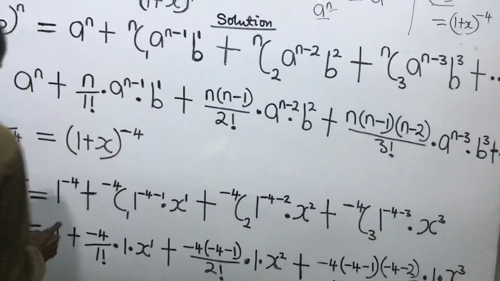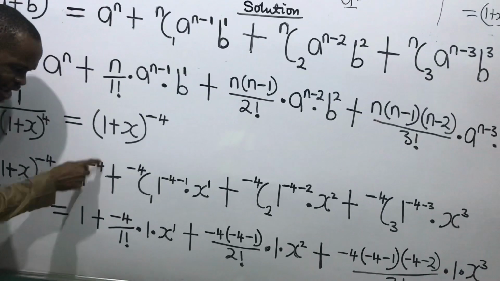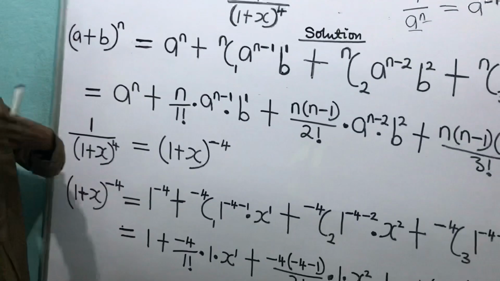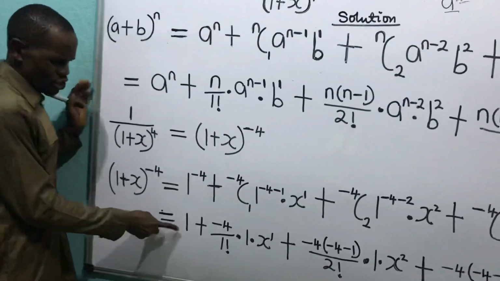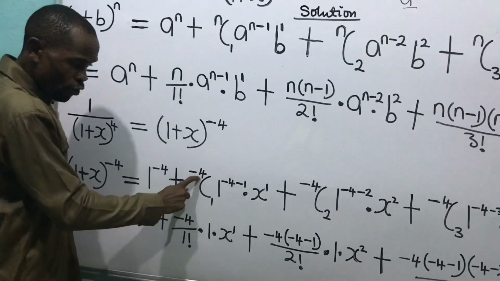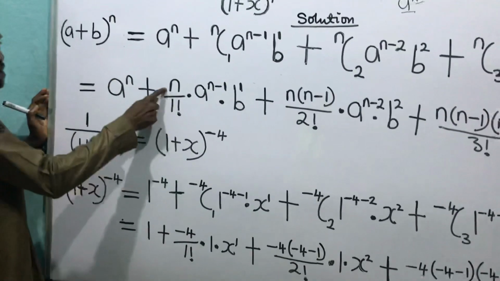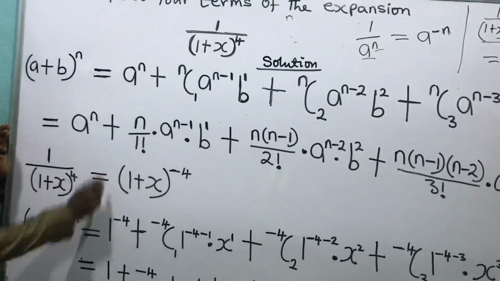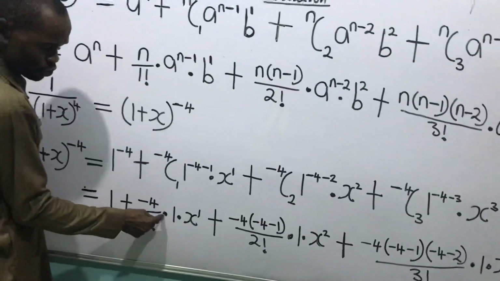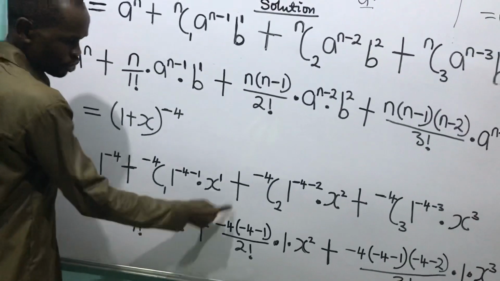Then coming over here, remember that 1 raised to power anything is 1. If 1 is raised to power 1 million, the answer is 1. 1 raised to power minus 4 is 1. So this 1 raised to power minus 4 is 1 plus. Then minus 4 choosing 1 is the same thing as minus 4 over 1 factorial. Remember, n over 1 factorial, that's n, which is minus 4, over 1 factorial. Then 1 raised to power anything is 1. That's what you see, dot, which is multiplication, 1 dot x. Then plus.